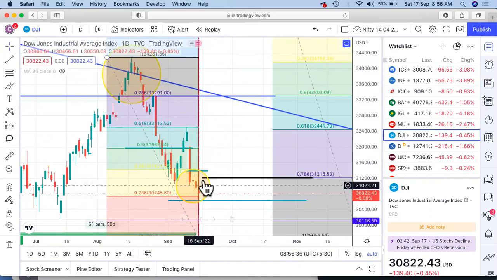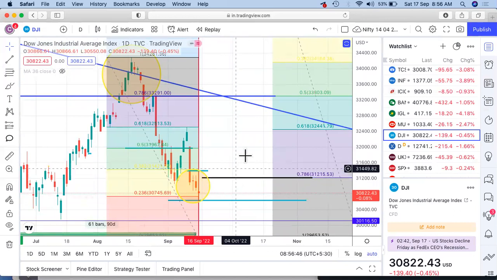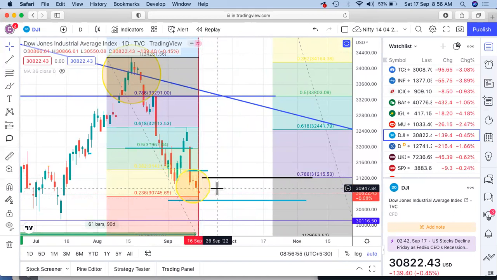If it takes support and gives us some price action in coming days, then going above this 0.76 level, that is 31,215, the market may be positive overall in terms of those aspects. Let's wait and watch how things happen. We are in no hurry until the market gives us some indications on the smaller time frame also, right? So this is there for Dow Jones.